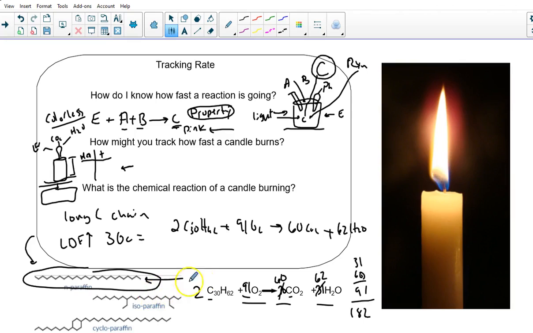This would be very similar to diesel. It's a little shorter than diesel fuel, but similar. Alright, so this is the rate at which these things are being consumed and or produced. Okay, alright, so let's keep moving here.